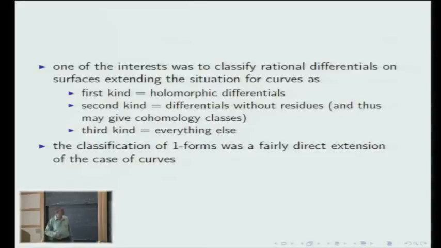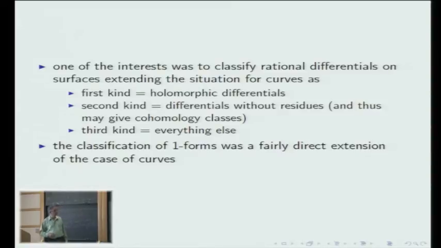I would just mention that one of the interests of the classical mathematicians was to classify differentials on an algebraic variety. On a Riemann surface, they are classified into three kinds. The so-called first kind, these are the holomorphic differentials. The second kind, these are the ones without residues. So if you like, they give cohomology classes on the whole algebraic curve. And the rest were called differentials of the third kind.